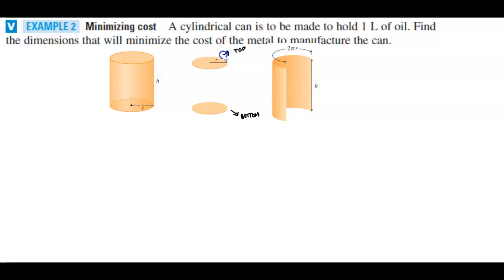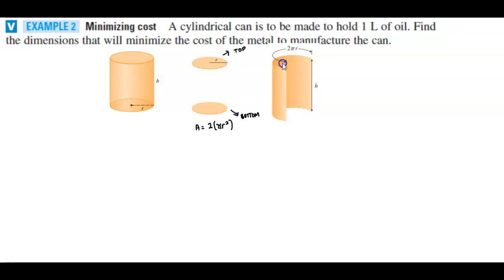So we have a circle that has a radius r. So we know that the area for those two circles is going to equal, since there's two of them, 2 times pi r squared. So that represents our circle at the bottom and on the top. Now we need to look at the inside of the can.